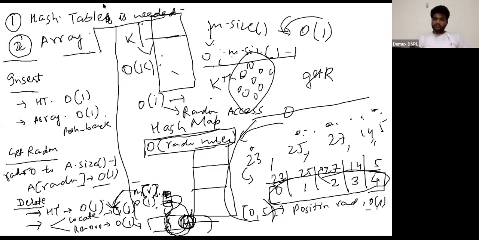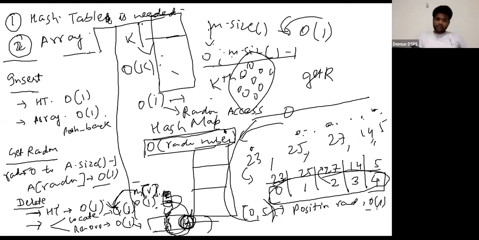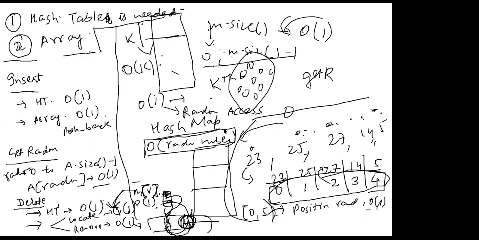Now ask me questions. I can repeat this deletion part again if I went too fast. Sir, why are we swapping here? How will you delete in order one in an array if you don't swap? You will otherwise have to shift elements. Shifting will not be order one, right? Yes, sir, got it.